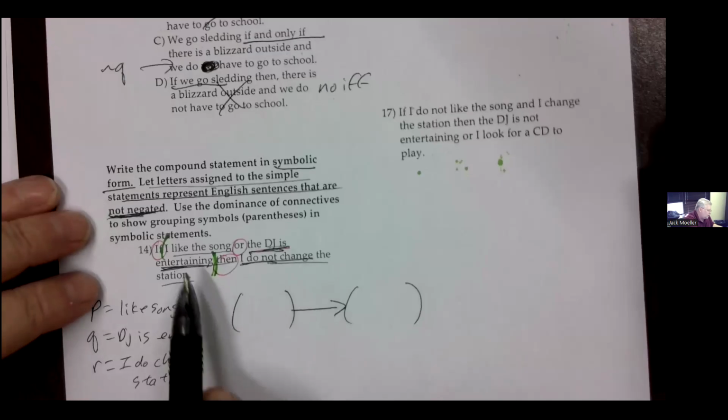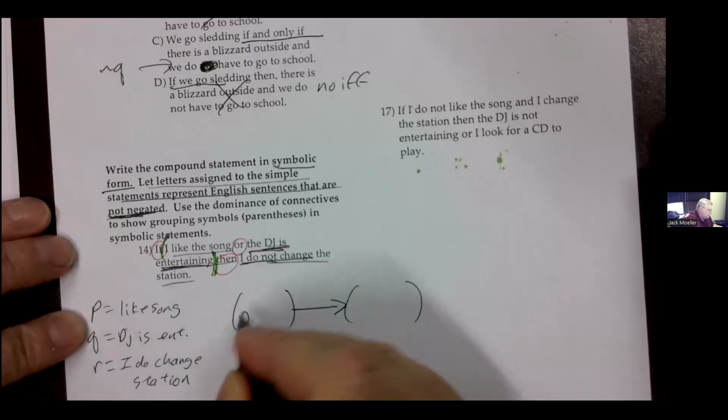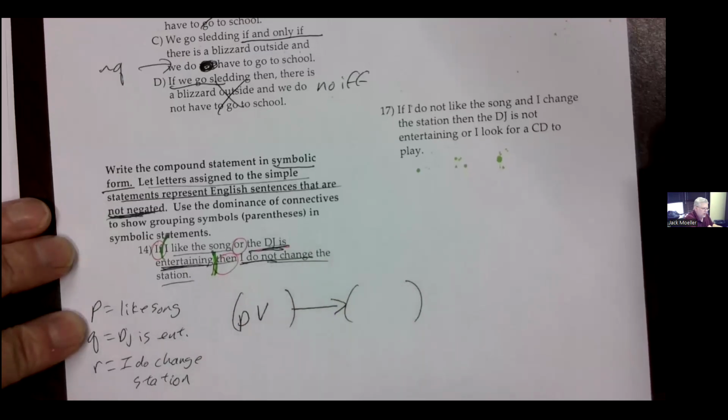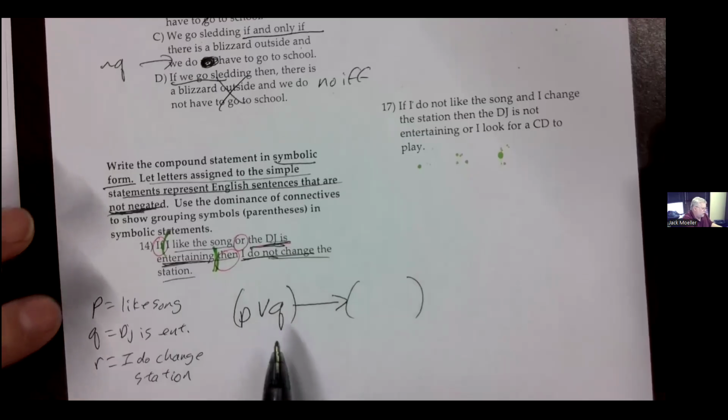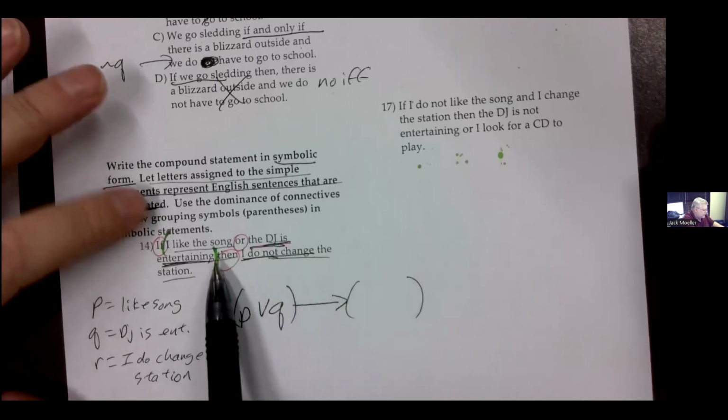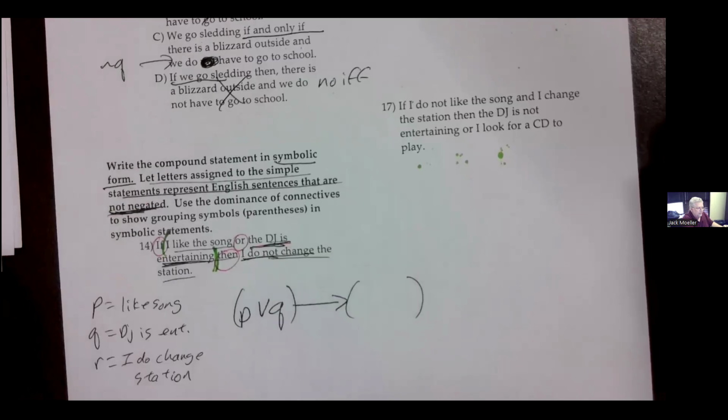Okay. Well, I like the song is P, or downward arrow. The DJ is entertaining, well, that's Q. So we know that's all in parentheses because that's between the if then. So we need parentheses around all of it.